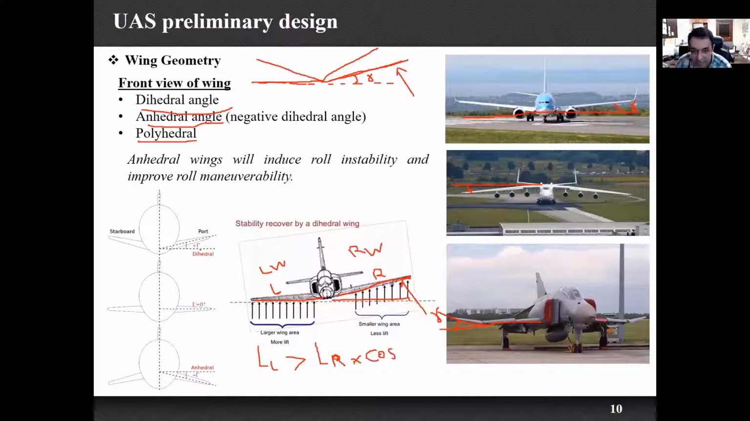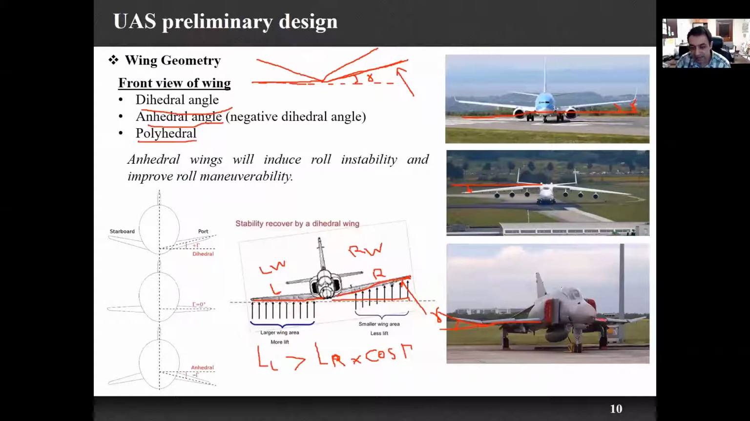So I show the angle here with the gamma. So the left wing is equal to the right wing, right? But once this is tilted, the projected surface area of the right wing is less than the left wing because of this cosine angle. So once this length is more than here, it means that we have more surface area than here. So the lift which is generated in the left wing is going to be higher than this.